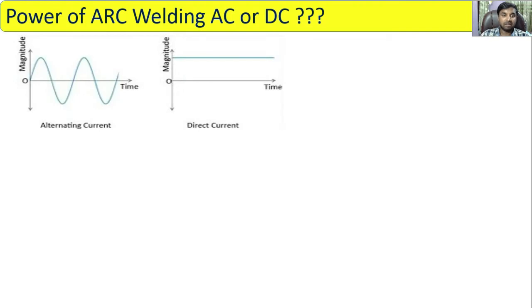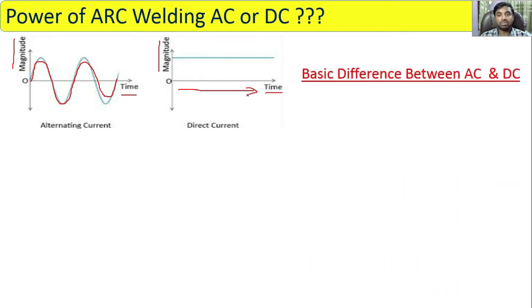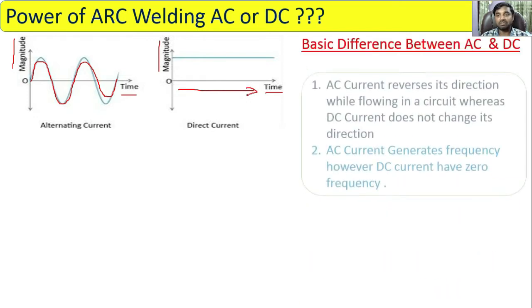You can see here is one graph. What is the graph meaning? You see here the magnitude and this is the time. So alternating current, how it flows is like that. Okay, and direct current, you see here is the magnitude and the time. You can see the direction is constant on one side. So what is the main difference in AC and DC?